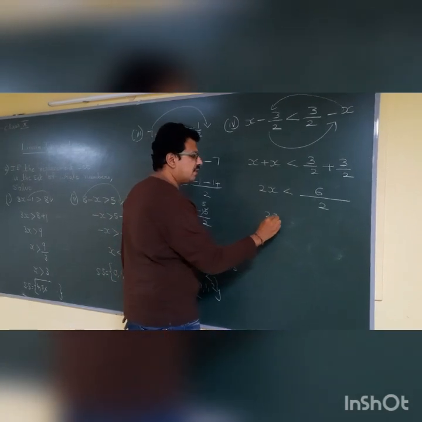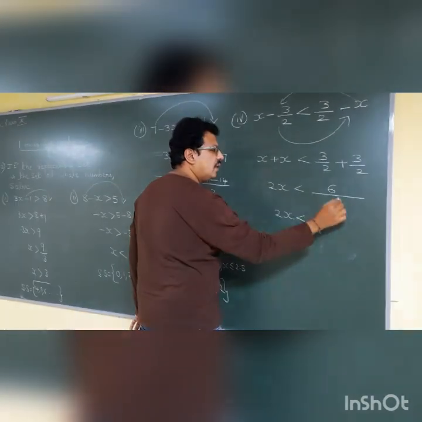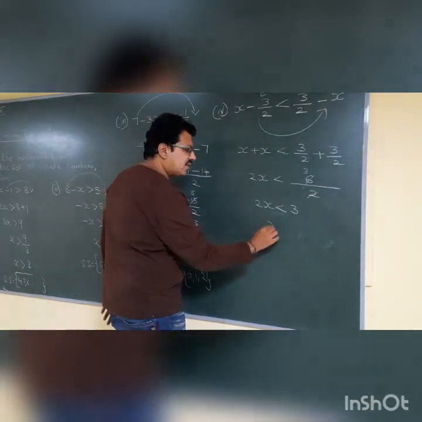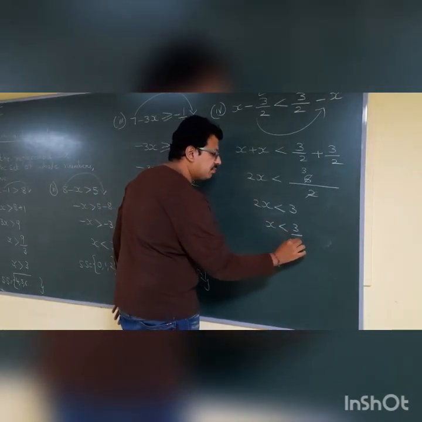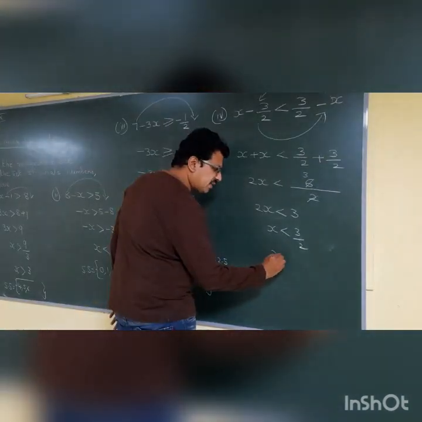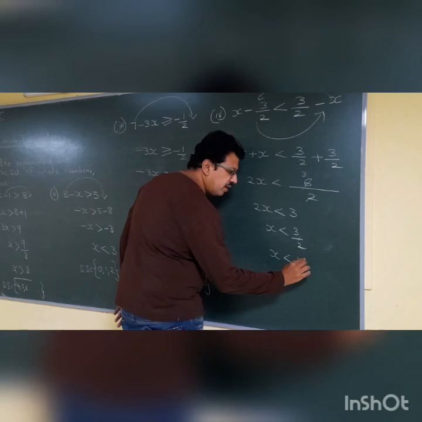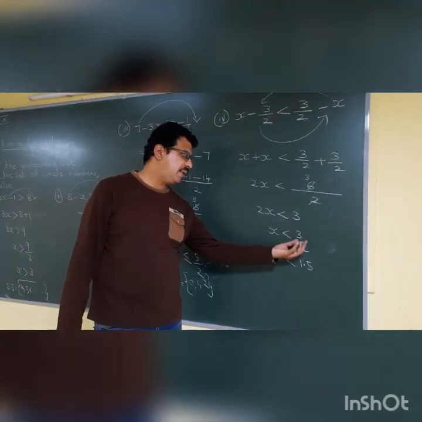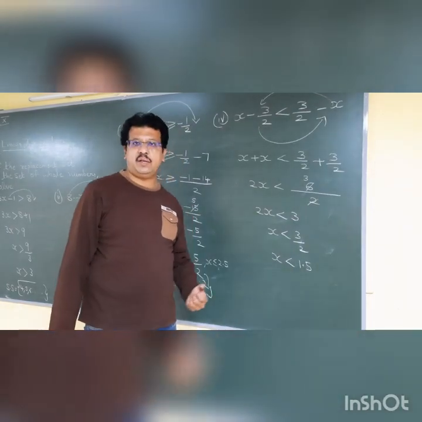So 2x is less than 6, and 2 3s are 6. So it is going to be 3 here. So x is less than 3 by 2. x is less than 3 by 2 means x is less than 1.5. You don't have to write in decimal, it is just to show you 3 by 2 is nothing but 1.5.